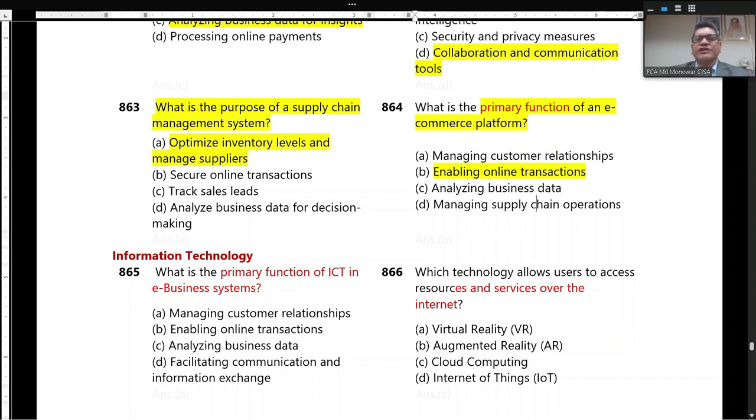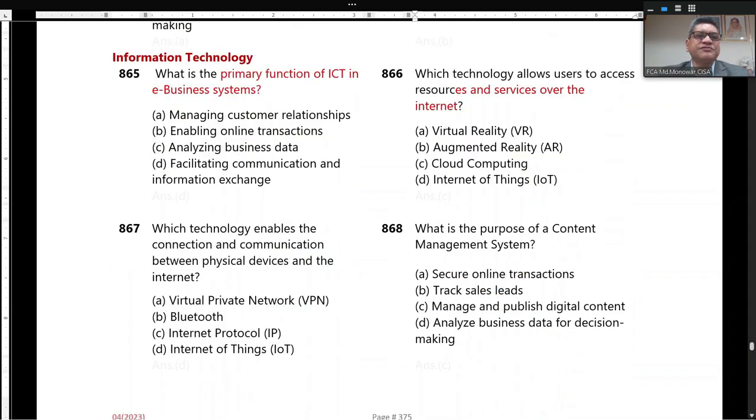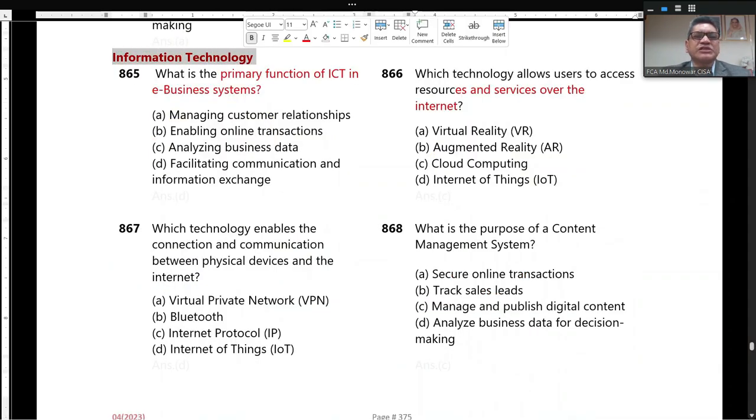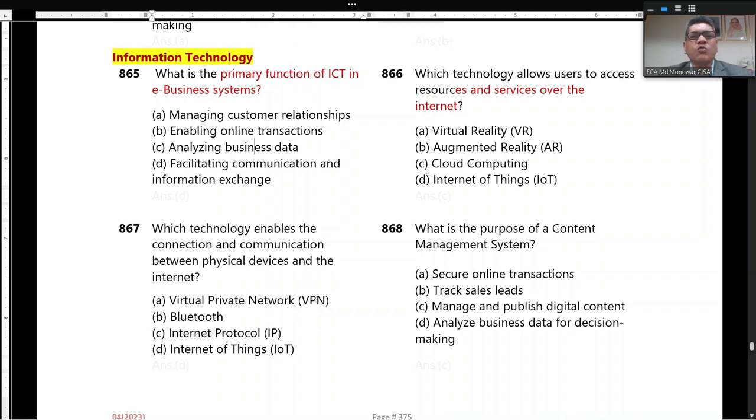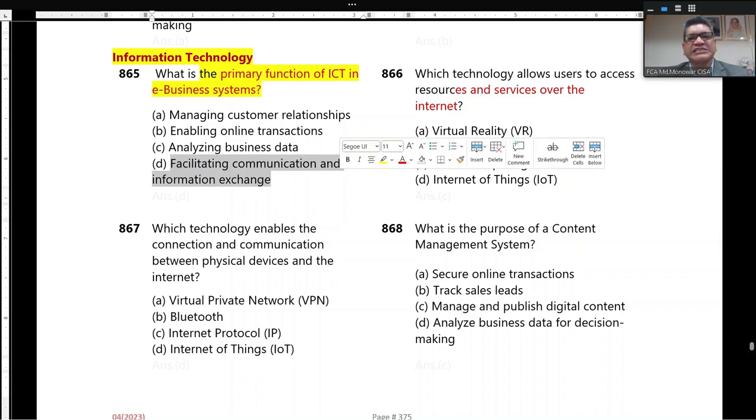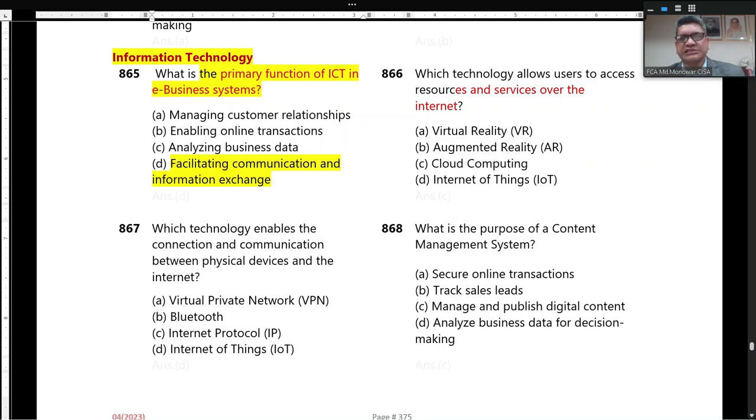Enabling online transactions is the primary function of an e-commerce platform. Now let's see a few MCQs from the information technology subject overall. What is the primary function of ICT in e-business? The primary function of information and communication technology is facilitating communication and information exchange.